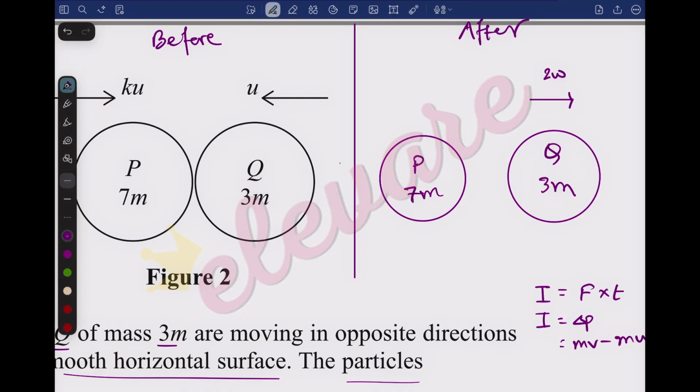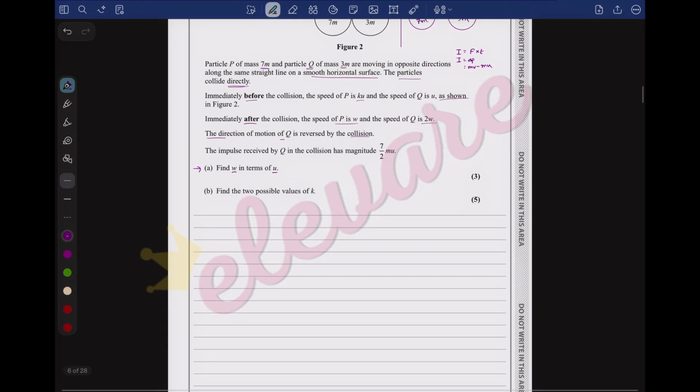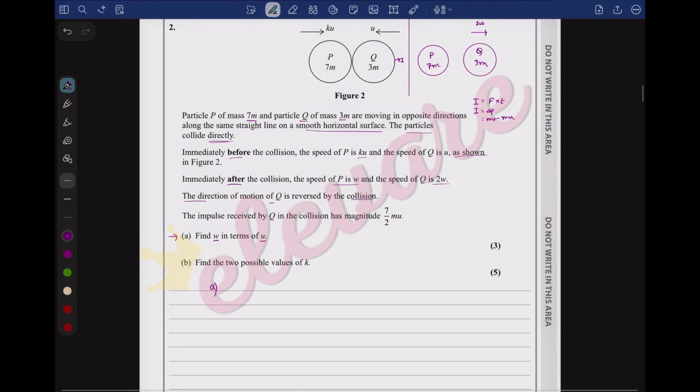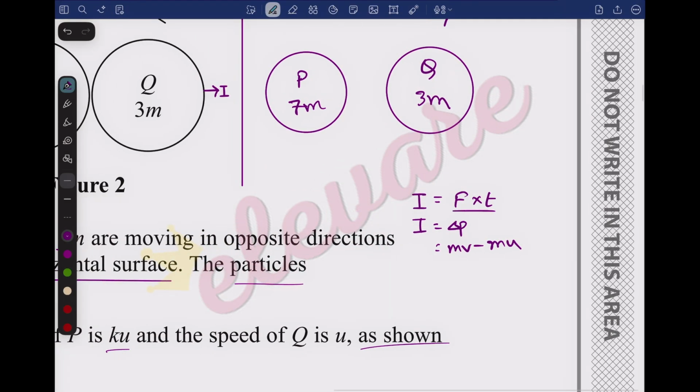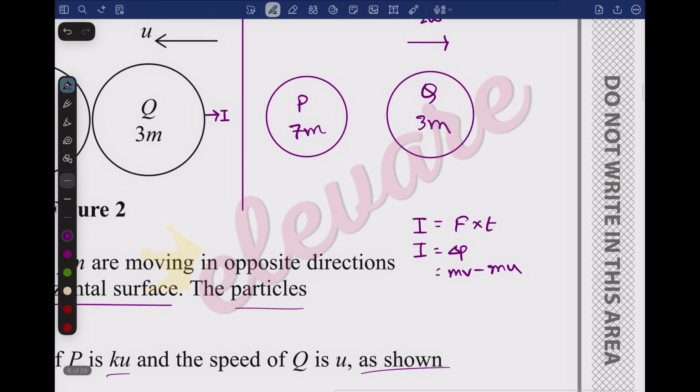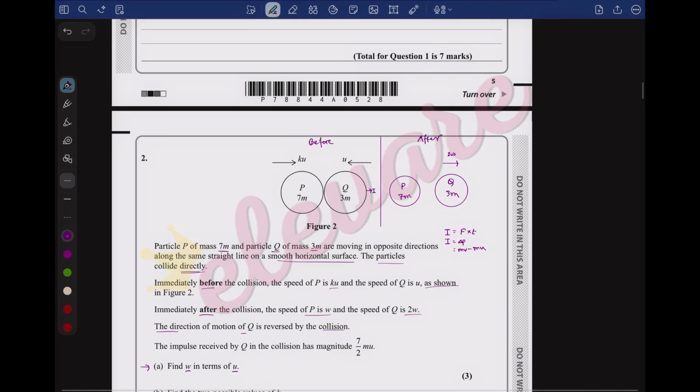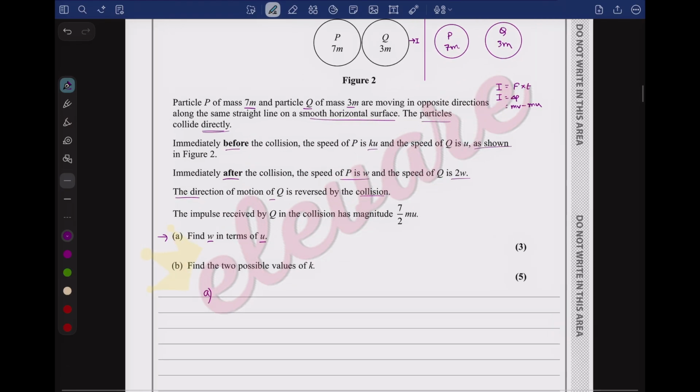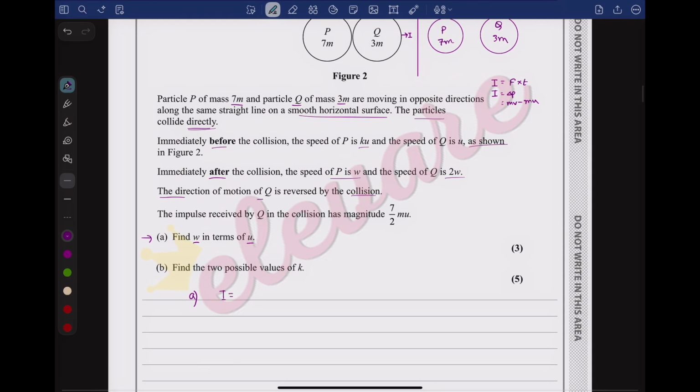Now that we know that the force being exerted on Q is to the right, you also know that the impulse is going to be pointing to the right. Okay, now, what formula should we use? F times T or mv minus mu? Well, of course it's going to be mv minus mu because we don't really know any of the forces or the time of contact between the two particles. We don't have the information. So let's use that formula. I is equal to, I'm going to just factor out m, so we're going to have m times v minus u.